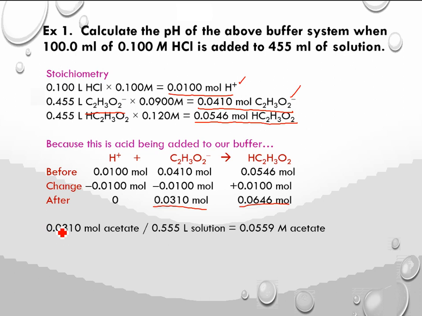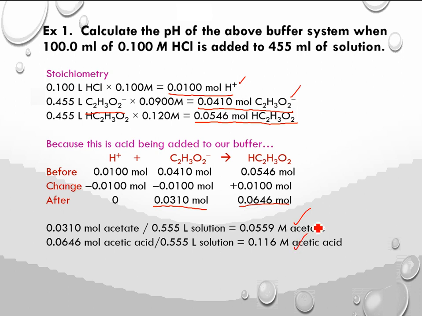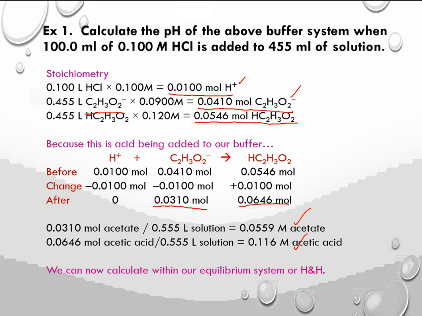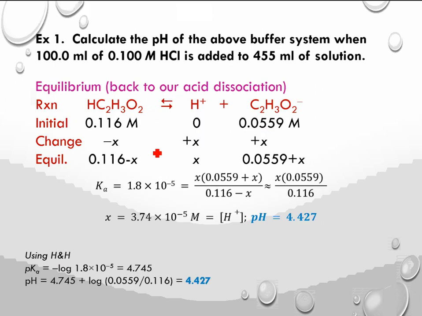In doing so, we now have the number of moles of acetate divided by the volume to get a molarity of our acetate. We will take our number of moles of acetic acid divided by the total volume of the solution to get the molarity of acetic acid. So now we have 2 molarities to begin. This is our initial values to put into our equilibrium system. Okay? So we then set up our molarities into our equilibrium system. Here's our initial set. 0.116 molar acid, 0.0559 molar acetate ion.